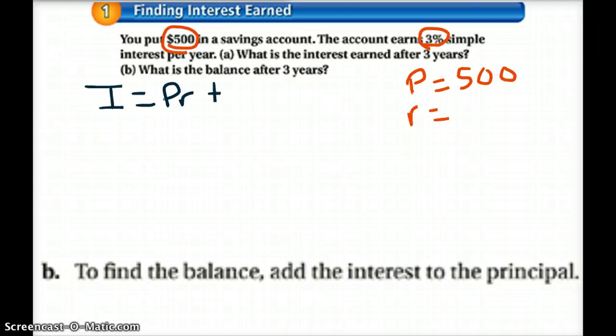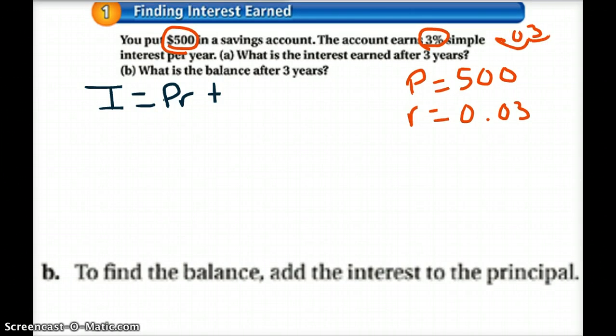So remember I told you that they give it to you as a percent, you have to change it to a decimal. So to change 3% to a decimal, it will be 0.03 or 3 hundredths. You take the 3, you move the decimal point 2 places to the left to change it to a decimal. So part A asks us what's the interest earned after 3 years. So 3 years is our time, our T. And we're looking for the interest. That's what we want to know. So that's I. That's our question mark.